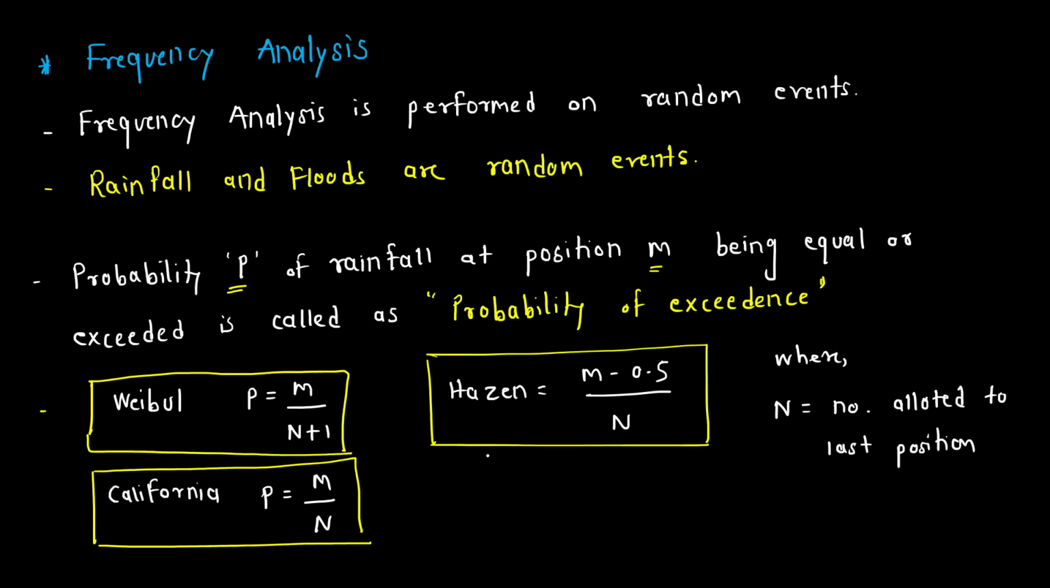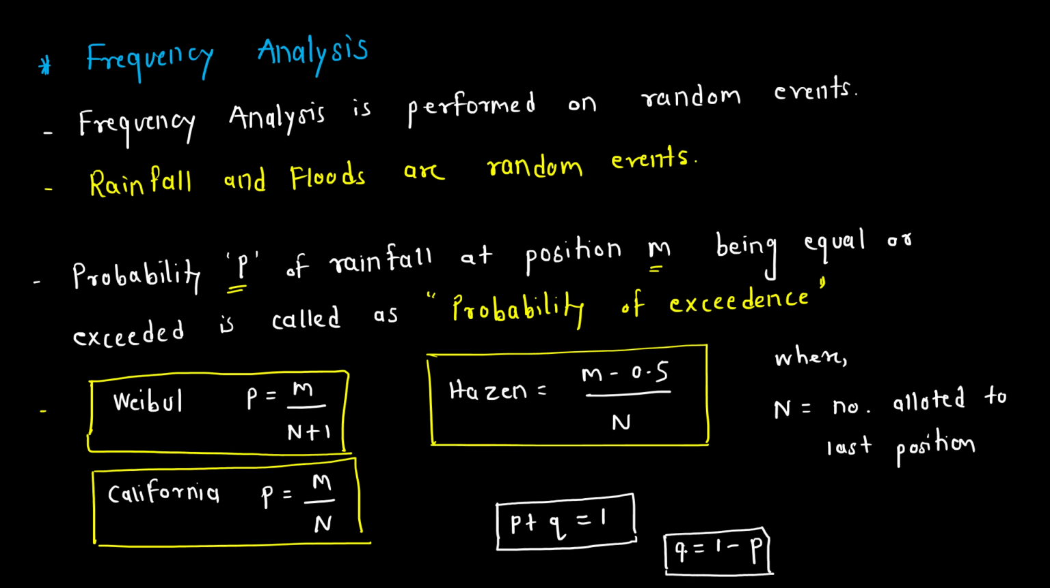So P is the probability of exceedance. One thing you have to note here is that P plus Q is equal to 1. This P means probability of occurrence of an event, and Q means probability of non-occurrence of an event. So P plus Q will be equal to 1. We can also write it as Q equal to 1 minus P.